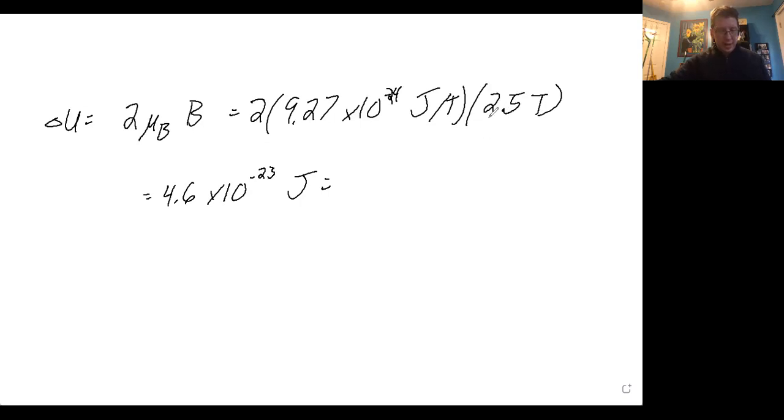And you can write that, if you want, as 2.9 times 10 to the negative 4 electron volts. So it's a fairly small energy difference, but again, it's significant enough that you get different energy states, and it makes it possible to have multiple electrons with fairly similar energy states.